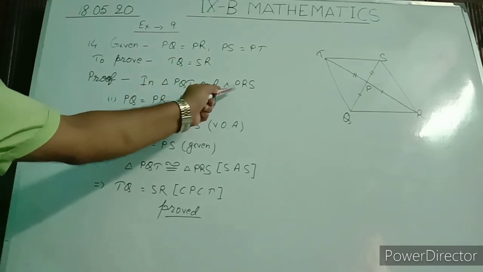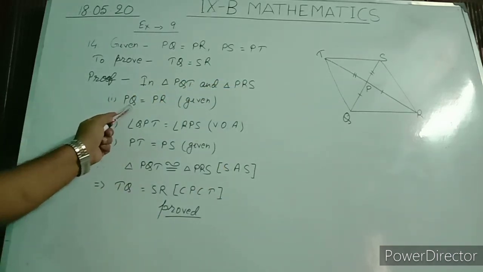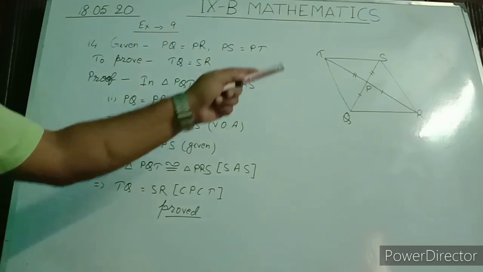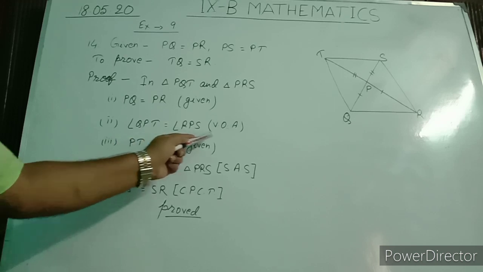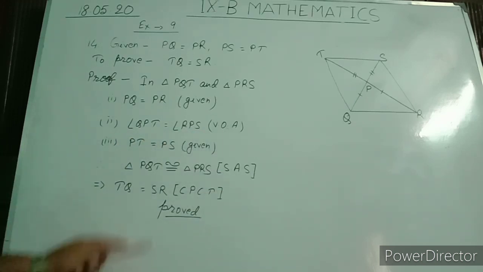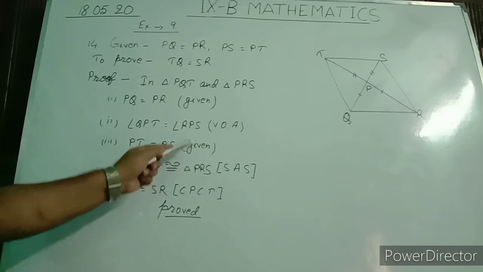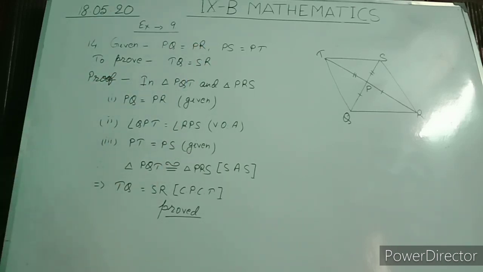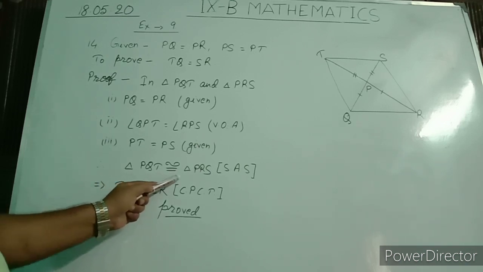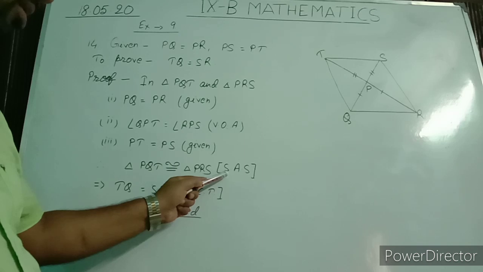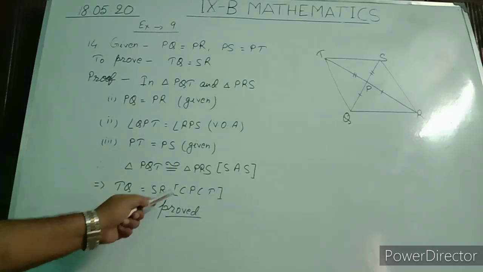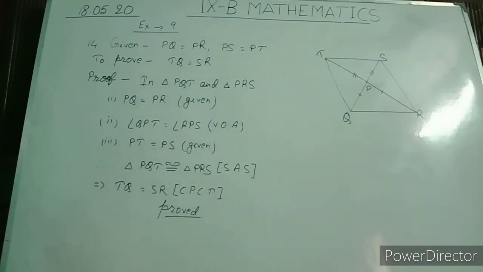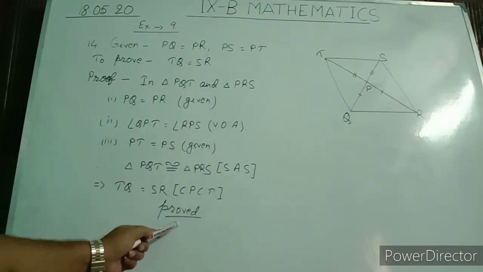In triangle PQT and triangle PRS, the first given information is PQ equal to PR, given. Angle QPT equal to angle RPS, vertically opposite angles, and third condition PT equal to PS, that is also given in the question. Therefore triangle PQT is congruent to triangle PRS from SAS criterion of congruency. So we can say TQ equal to SR, those are the corresponding sides of these two triangles. These two will also be equal from CPCT, that was asked to prove.